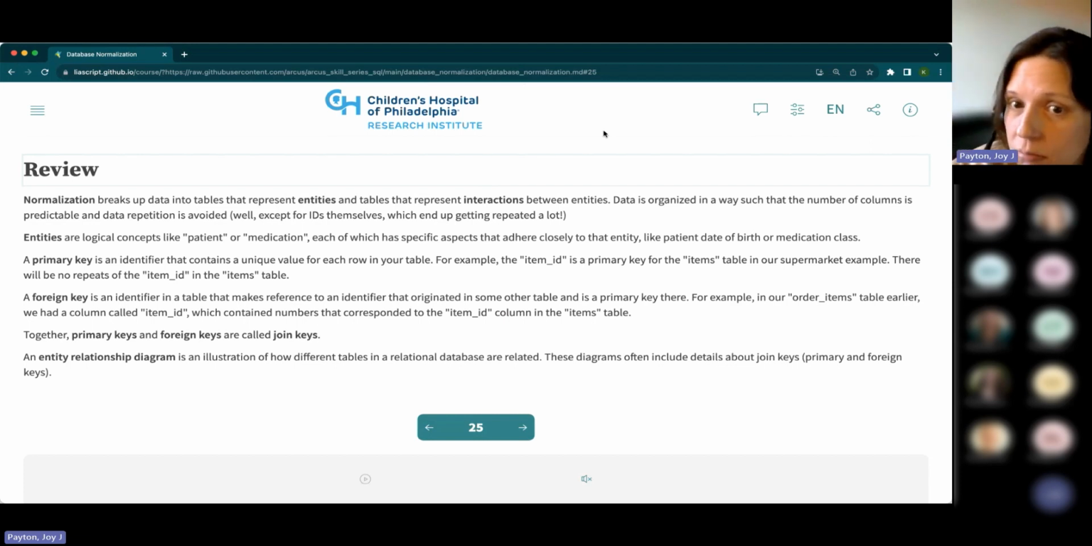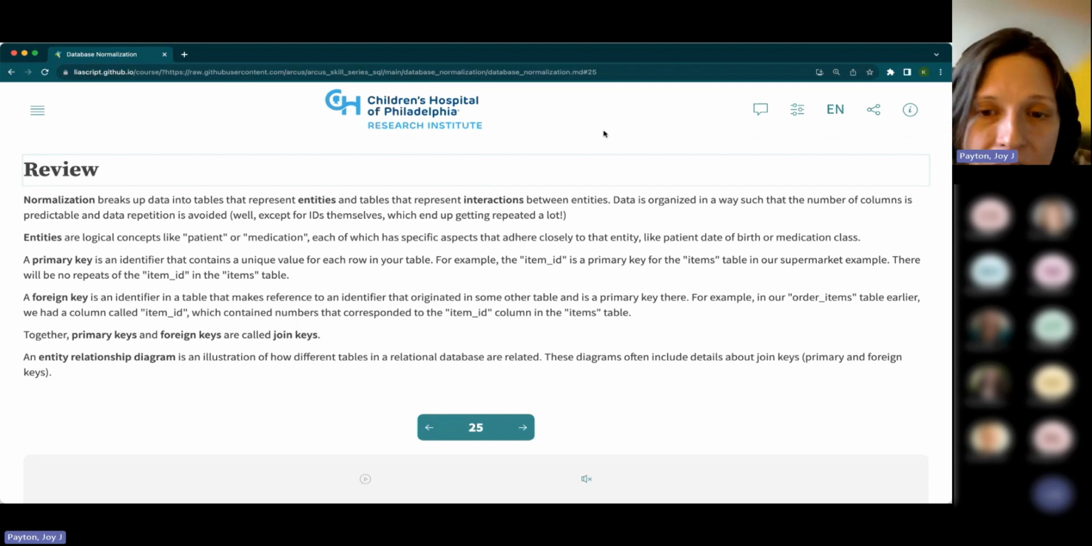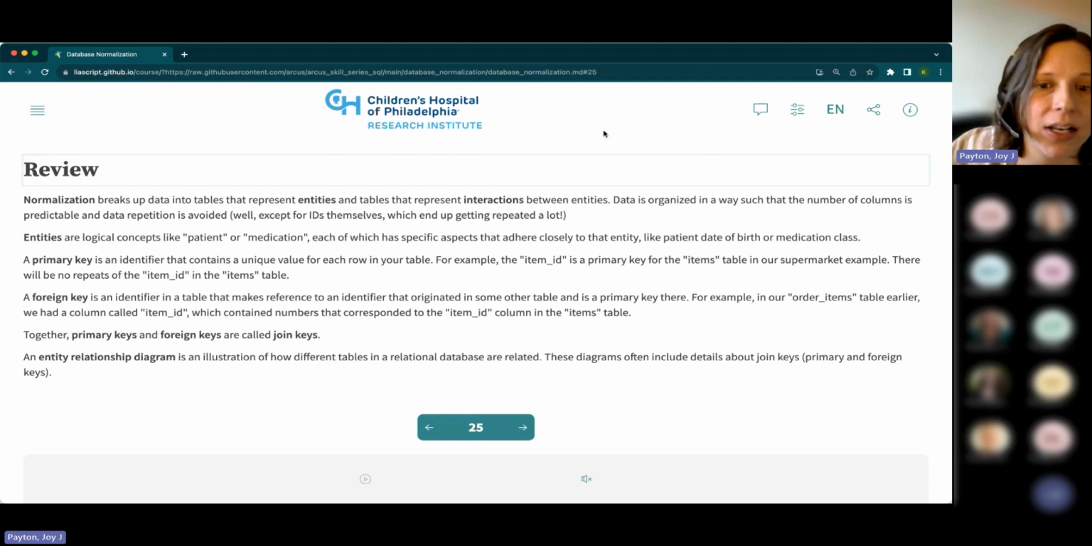IDs might repeat, right? They end up getting repeated a lot. But the data underneath, like zip code or the spelling of someone's last name, or the description of a medication's mechanism of action, that stuff is not getting repeated. Entities are logical concepts like patient or medication. And each of these entities has specific aspects that adhere really closely to that entity. Like as a patient, I have a date of birth, or as a medication, maybe there's a class that this medication is always going to be in. Class is not likely to change.